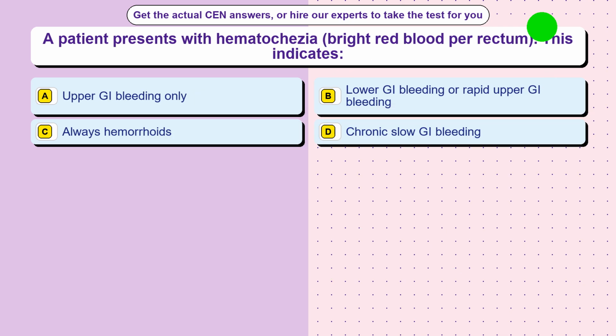Question 27. A patient presents with hematochezia, bright red blood per rectum. This indicates Option A, upper GI bleeding only. Option B, lower GI bleeding or rapid upper GI bleeding. Option C, always hemorrhoids. Option D, chronic slow GI bleeding.